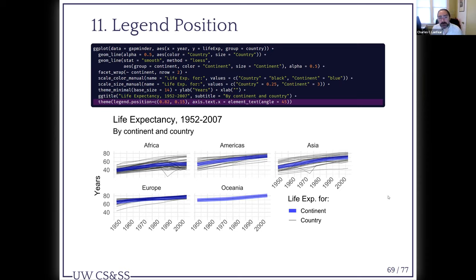And now what we have is this overall plot, which I don't think is super pretty, but it gives us every country level observation of life expectancy over time with a continent level average through the center of it. So here's a question.